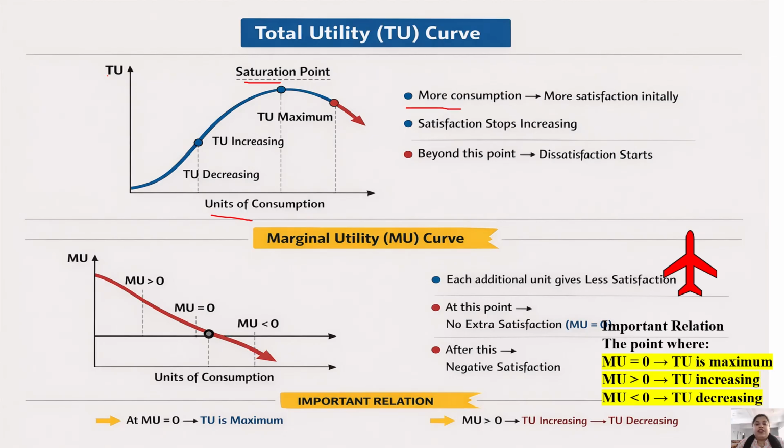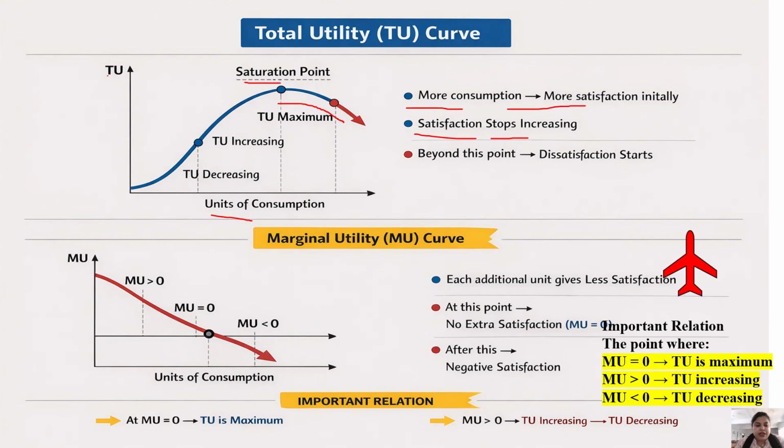It means more consumption, more satisfying initially. Initially, the consumer gets 10 units of maximum satisfaction. But after a certain point, when we reach the saturation point, the consumer has no liking to eat that particular slice of pizza, the satisfaction stops increasing and it may be at a decreasing rate. But after the saturation point, beyond that point, dissatisfaction starts. Firstly, we can say that TU is increasing, but after that it may be saturated and after it may decrease.